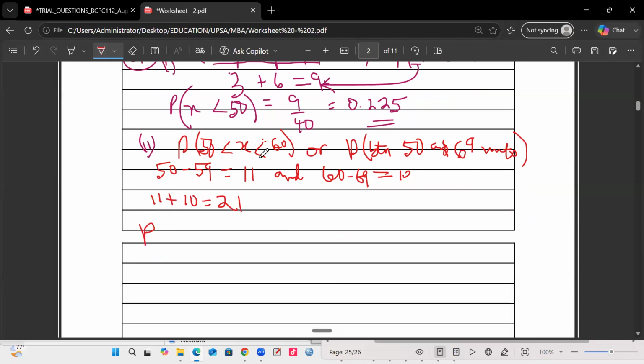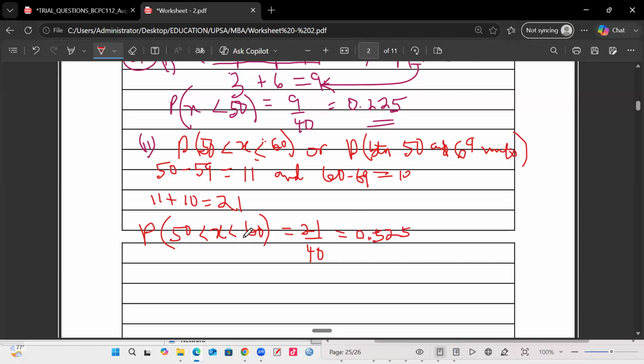Then I'll come down. Probability into brackets. You can write either this one or that one. But I'll write this notation. 50, then I'll write my 60 here. I'll close the bracket, write my X in the middle, then bring the less than, equals what? 21 over 40, right? 0 point what? Is it 0.5? Yes. 0.525. That's it. You are good to go.